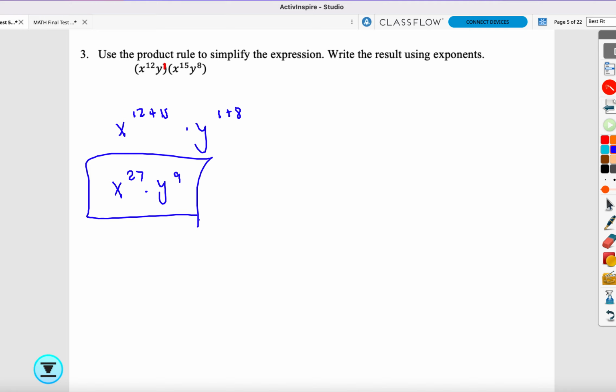Do not overthink it, okay, guys? Product rule is just adding exponents. Quotient rule is subtracting exponents. Power rule is multiplying exponents. Zero exponent is equal to 1. And you'll see that as we go, okay?